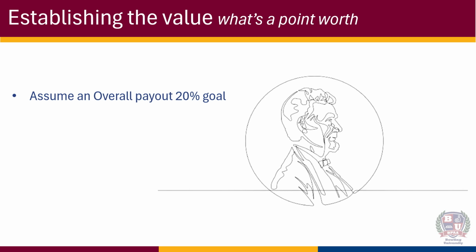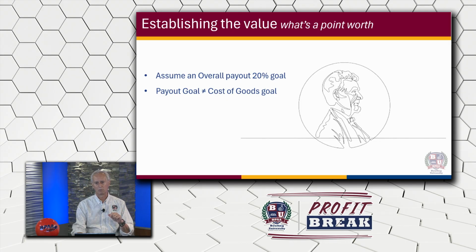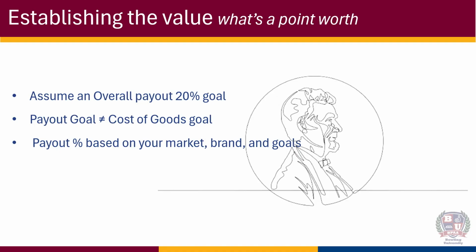I'll give you an example in a bit, but let's just assume your overall payout goal is 20%. Keep in mind that your payout goal is not the same as your cost of goods goal. What comes out of the machines, let's say it's 20% in this case, all of those points don't necessarily make it back to the prize zone. So your cost of goods goal is going to be lower. But this is just what comes out of the machine, and for today's exercise, to keep it simple, we're going to go 20%.